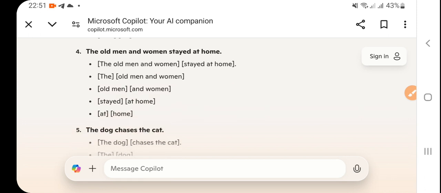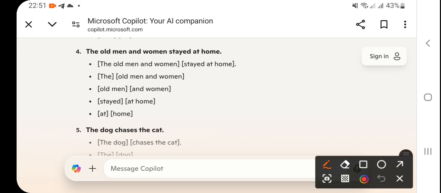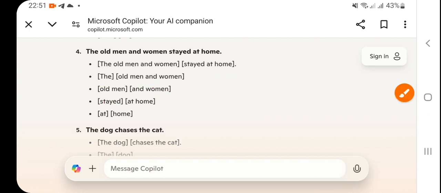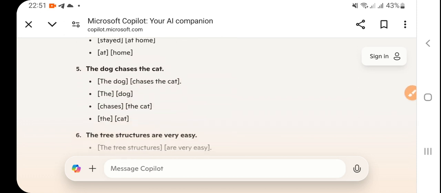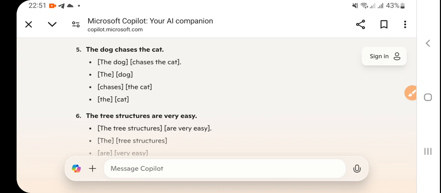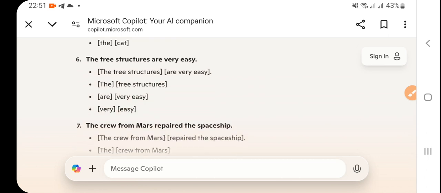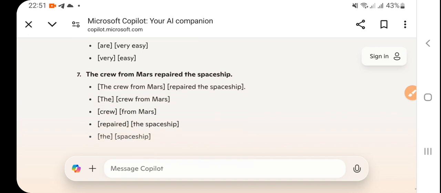And then, the old men and the women stayed at home. So the old men and women, and then stayed, that's a verb phrase. And then old men and women. So old men, and there's a conjunction, and women, and stayed at home, right? So the dog chases the cat. Simple. The tree structures are very easy. So the tree structures are very easy this way.